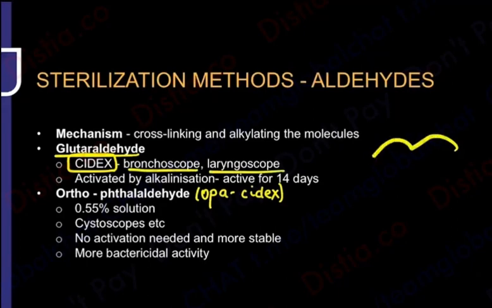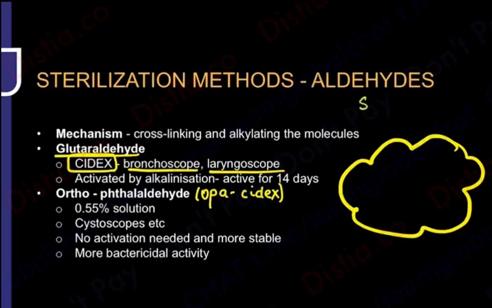Now here comes a catch. Please remember, don't get confused. For one, the stethoscope doesn't come here, okay? These scopes are the ones which go into the patient: broncho, laryngo, endo, right? So please note that I don't have to get confused with the stethoscope. Stethoscope, I have already told you, is going to be isopropyl alcohol.